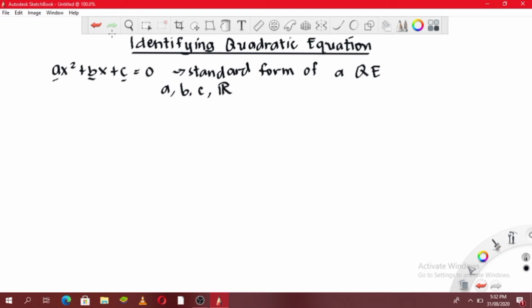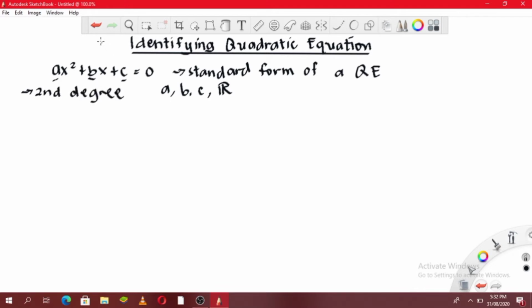So, they can be any number on a number line. Kahit na anong number pwedeng i-represent ng a, b, and c. So, ang variable lang po na makikita natin dito ay yung variable x. And we can say that it is a quadratic equation because yung highest power, yung power ng variable x natin ay 2 or in the second degree.